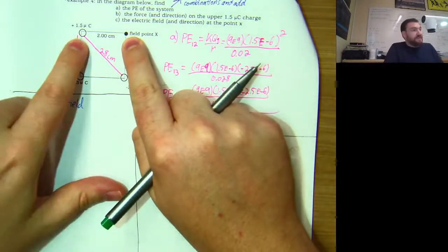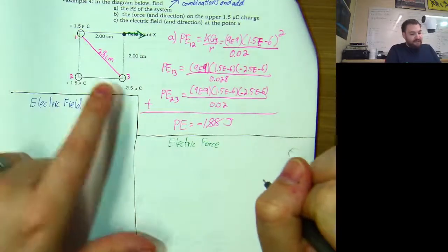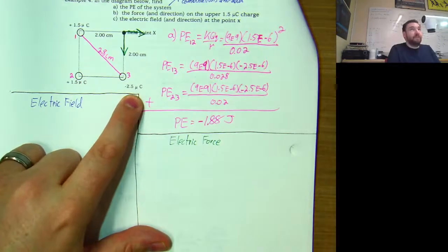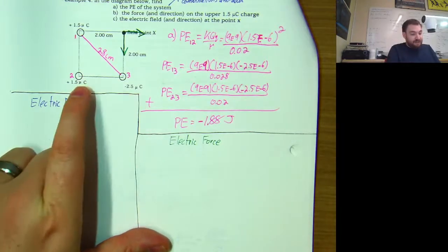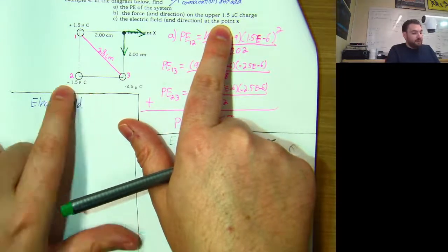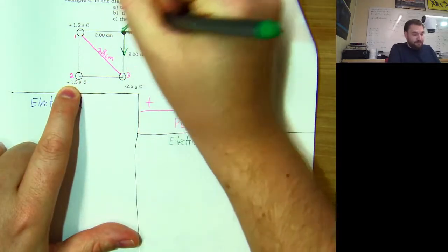The electric field from this guy here is going to go that way. The electric field from this guy here is going to go that way, because he's negative. The electric field at point X. This guy is positive, so he's going to go up like this.